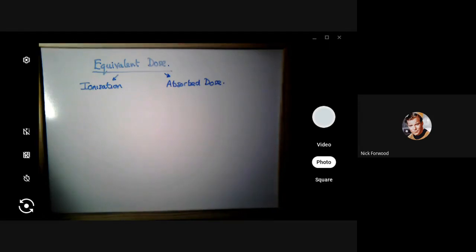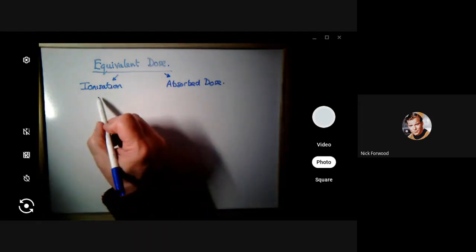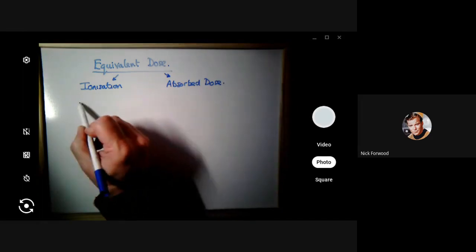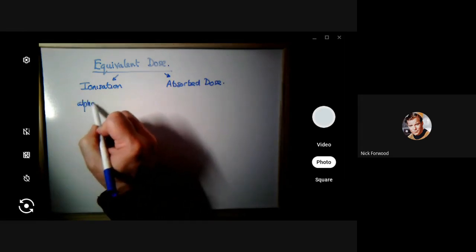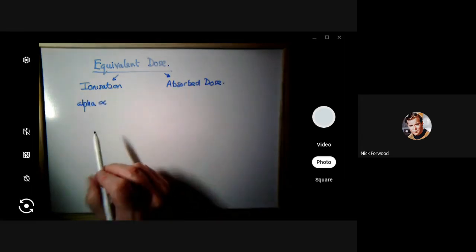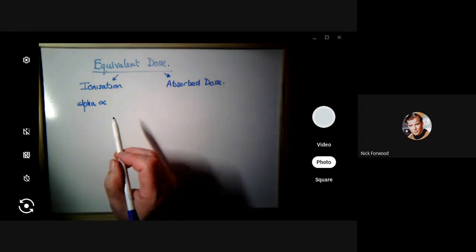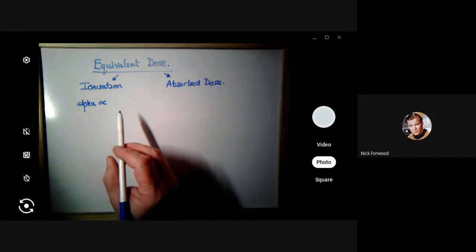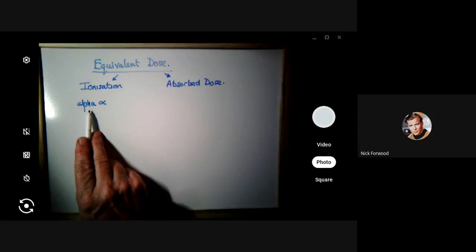Now, you should remember that ionization is best caused by alpha radiation. So alpha radiation causes the most ionization. Cells that have lots of ionization taking place are going to be damaged or killed easily. So it's alpha radiation that will damage or kill cells most easily. Alpha radiation is particularly dangerous because it causes a lot of ionization.